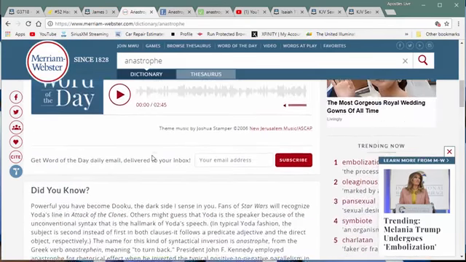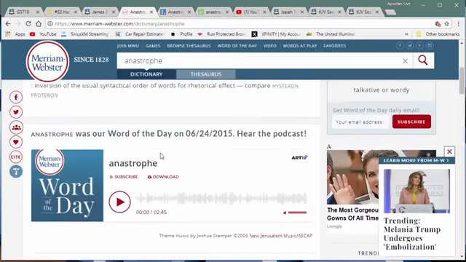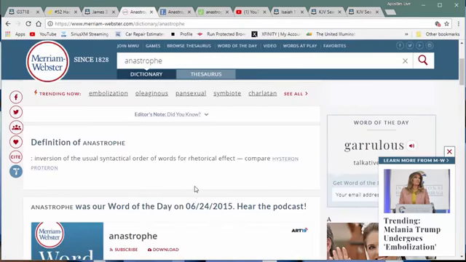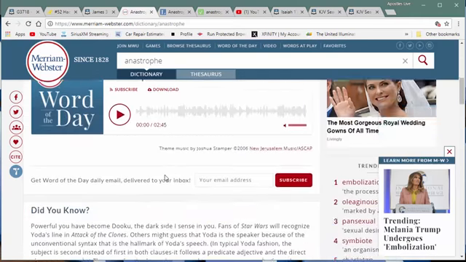In other words, in the sentence, instead of the normal order where the subject is first and then the verb of what the subject is doing is last, it's an inversion of the words of the sentence, where the verb is first and the subject is last. Now let me give you an example.